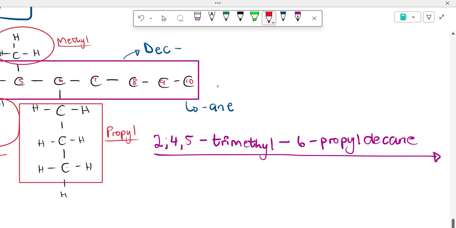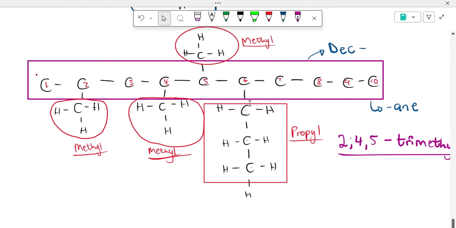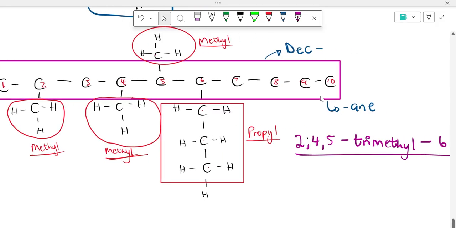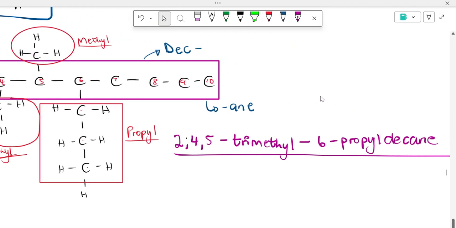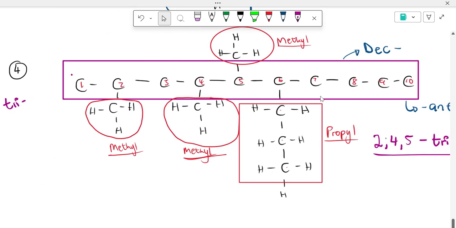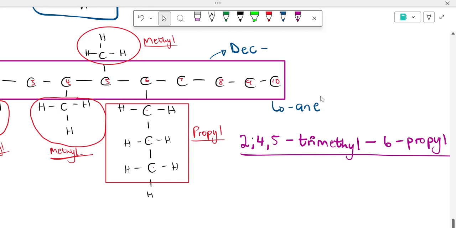So notice something, ladies and gentlemen. We all know that according to the alphabet, T comes before P. So why did I not write the propyl first? Because of what I just said. When you're writing things in alphabetical order, the prefixes do not take any preference. This tri, we write it in the IUPAC name, but we don't consider it when we are trying to check which one comes first alphabetically. That's why the first thing I looked at was the M in the word methyl. So that's our IUPAC name.